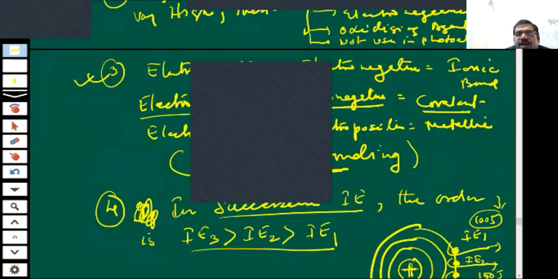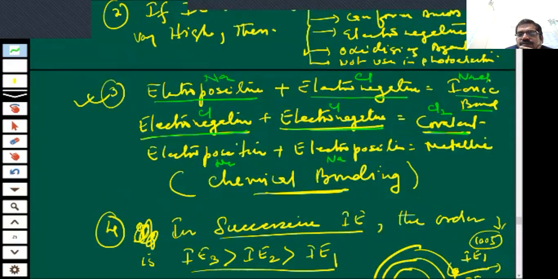Electropositive and electronegative form ionic bond. Electronegative with electronegative will form covalent bonds. Suppose electropositive is Na, electronegative is Cl. So they will form NaCl, ionic bond. Electronegative is Cl, electronegative is Cl. So they will form covalent bond. Electropositive is Na, electropositive Na. So they will form metallic bond. Metallic bond.